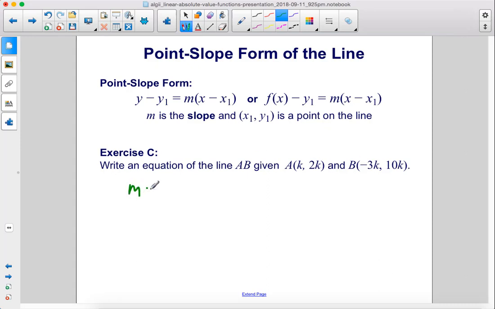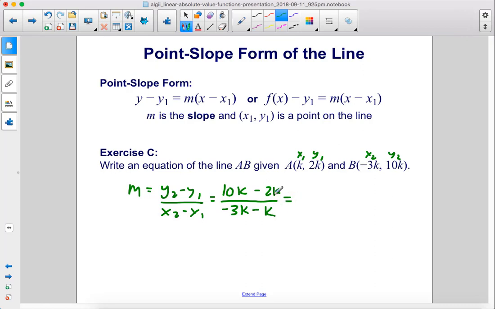Let's solve for the slope first. So remember, we have x1, y1, and x2, y2. And slope is y2 minus y1 over x2 minus x1. In this case, that is 10k minus 2k over negative 3k minus k. So that is 8k over negative 4k. The slope is negative 2.